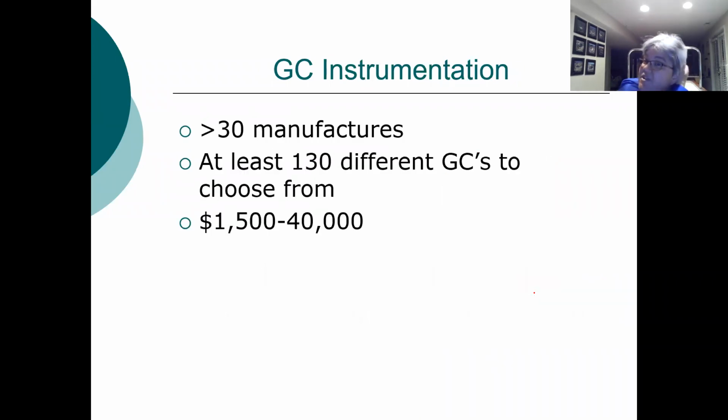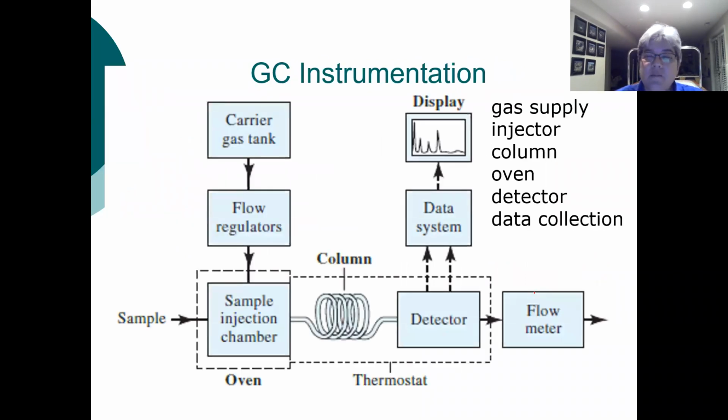Now let's look at the instrument. There are lots and lots of different instruments, lots of companies that make them, and a wide variety of prices, but all of them have the same basic parts, just like the spectroscopy instrument we looked at. Notice we're going to have a supply of the gas, the mobile phase, an injector, something to get the sample onto the column. We'll have a column and an oven, and then a detector, and then data collection, which today is almost always done by computer.